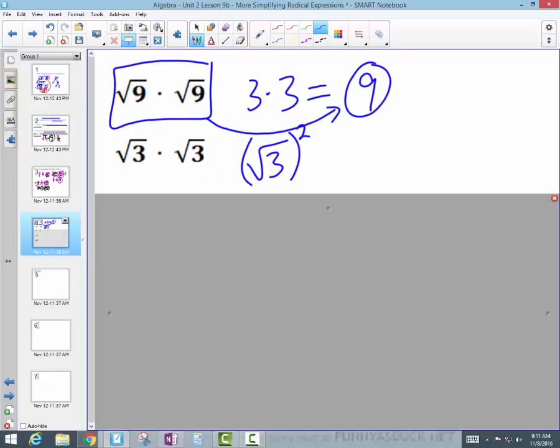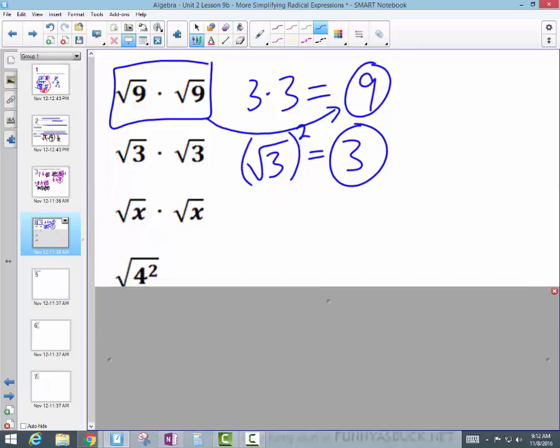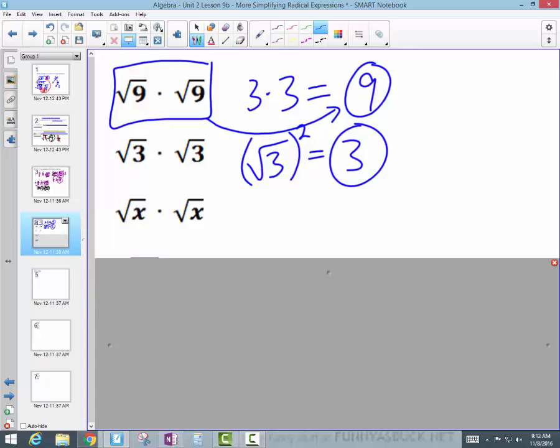If I have the square root of 3, it doesn't matter what it is. If I take the square root of 3 times the square root of 3, by definition, I have to get back to 3. And so notice what happens. The square root of 3 times the square root of 3 just equals 3. So in general, I think we can start to notice something.